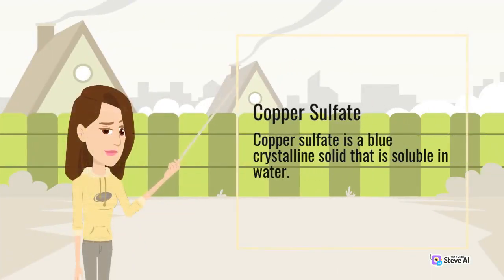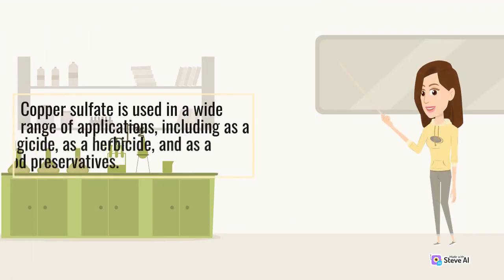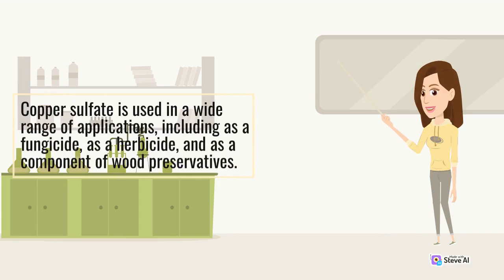Copper sulfate. Copper sulfate is a blue crystalline solid that is soluble in water. Copper sulfate is used in a wide range of applications, including as a fungicide, as a herbicide, and as a component of wood preservatives.